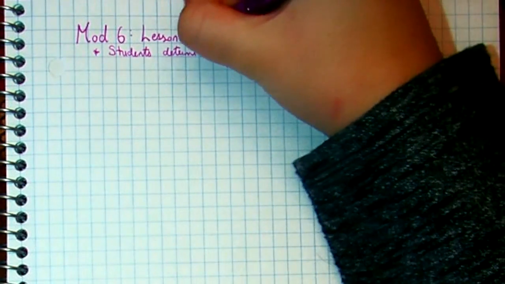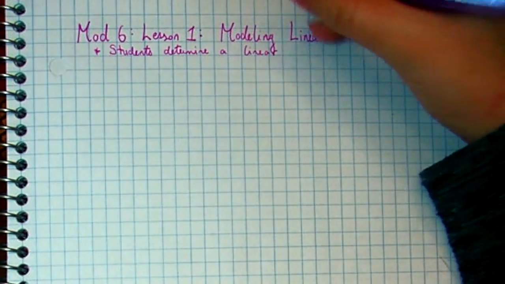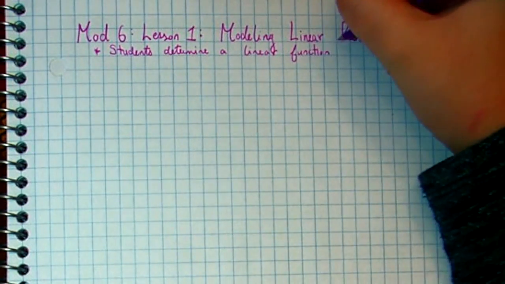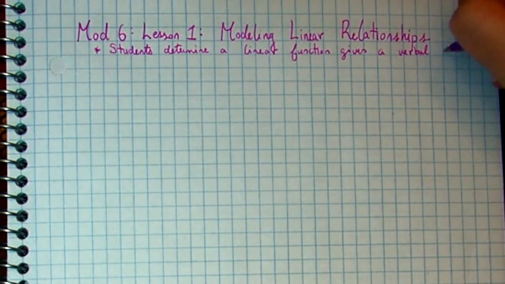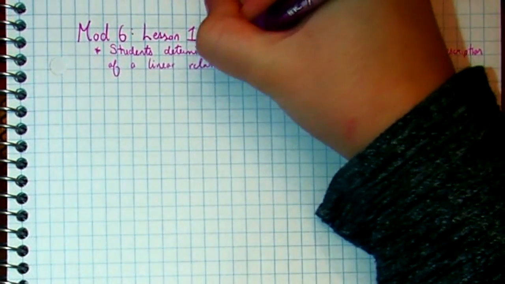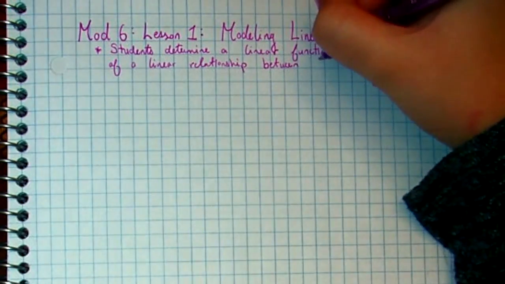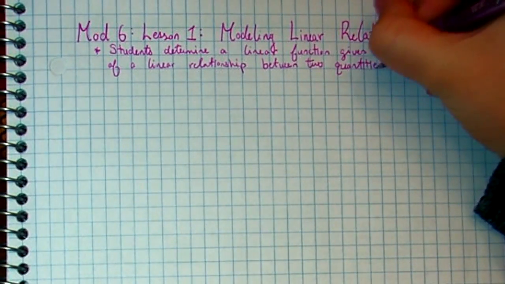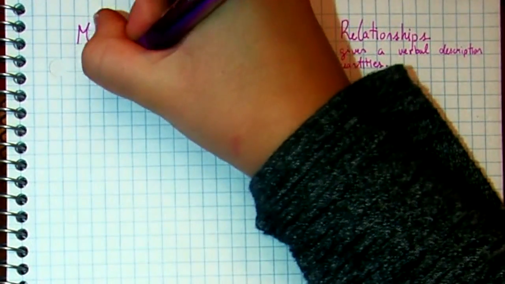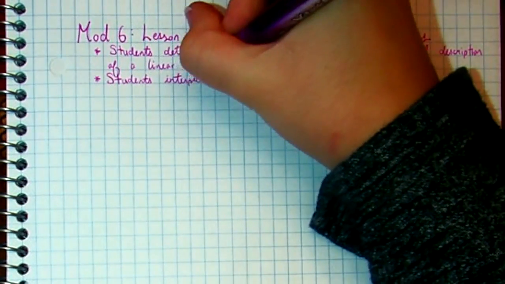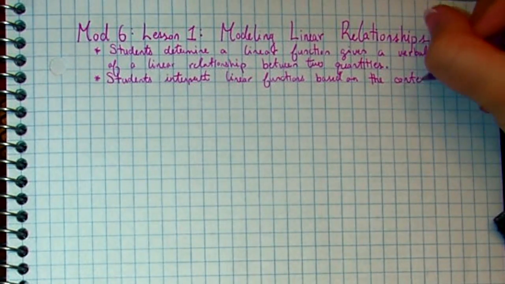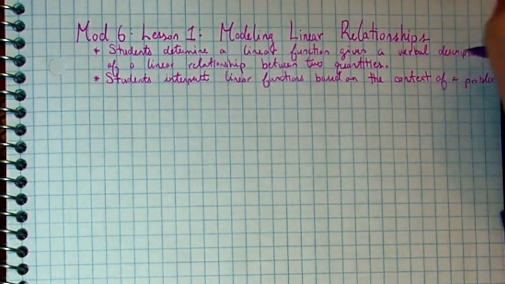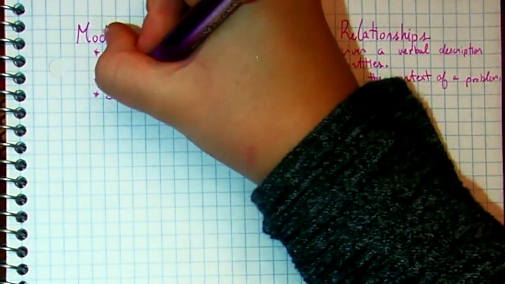And we have a few objectives for today. The first is that students determine a linear function given a verbal description of a linear relationship. And that's going to be between two quantities. So when we have our x and y variable, based on a description, we should be able to show the graph. Our second objective says students interpret linear functions based on the context of a problem.